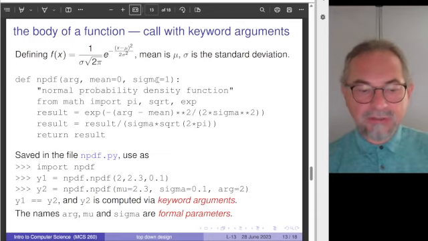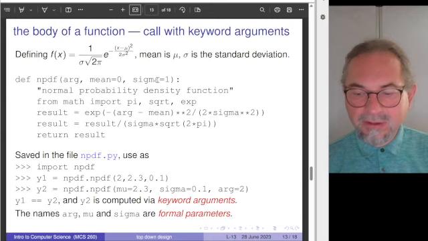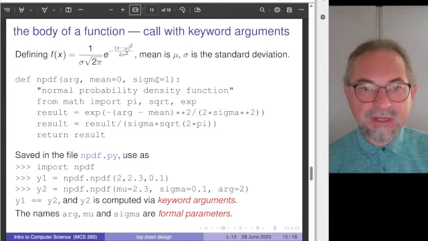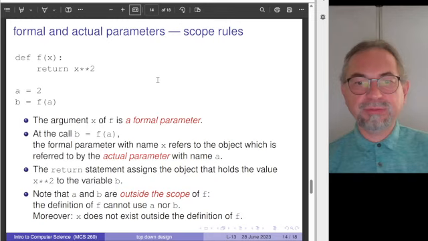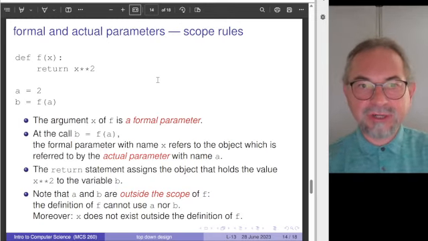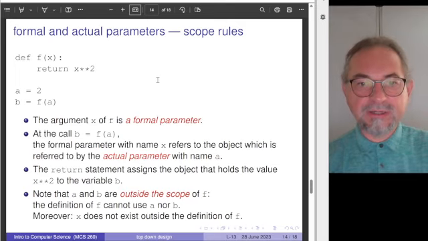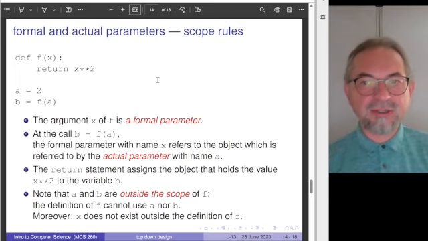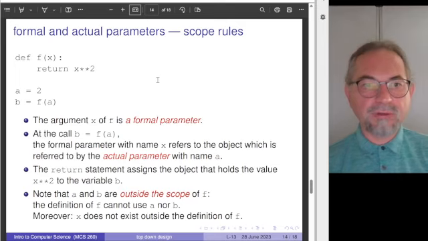Okay, keyword arguments and names of parameters. Now, it is important to distinguish between what the formal parameters are, the names that we give to the arguments of the functions, and what the actual parameters are. So here is a very, very simple example, but very critical to understand what actually happens when you execute a function. The function will raise a value to the power 2.